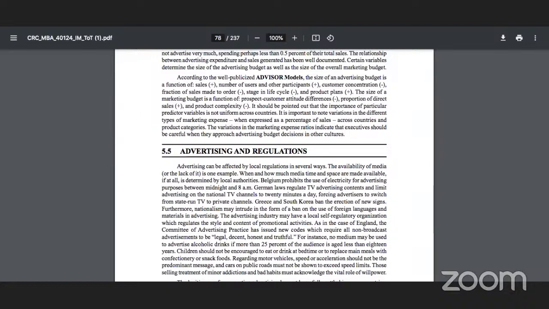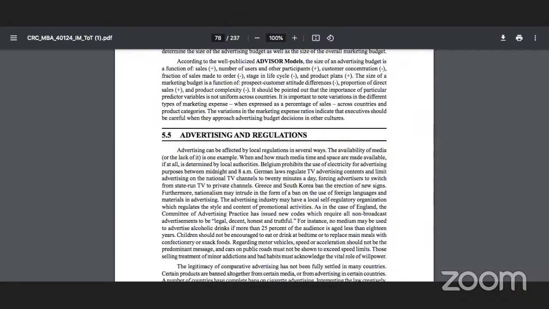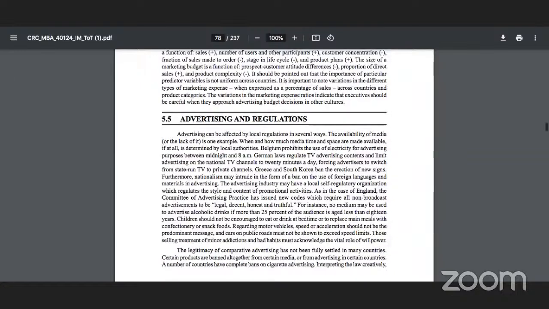It should be pointed out that the importance of particular predictive variables is not uniform across countries. Therefore, it's important to note variations in the different types of marketing expense when expressed as a percentage of sales across countries and product categories.